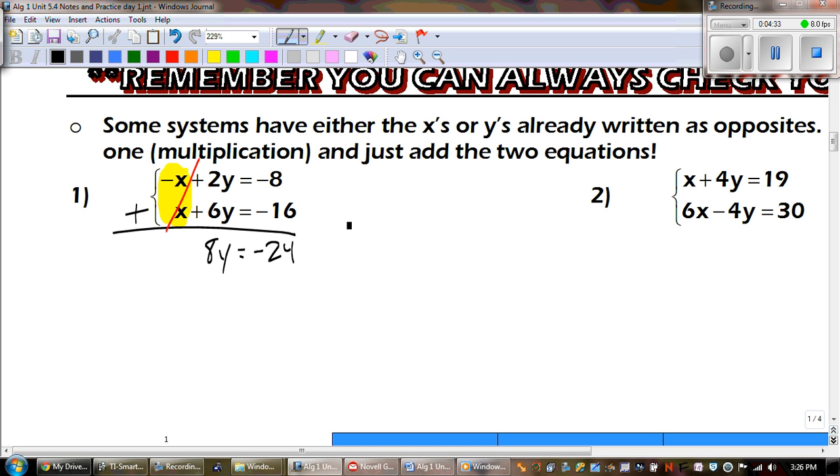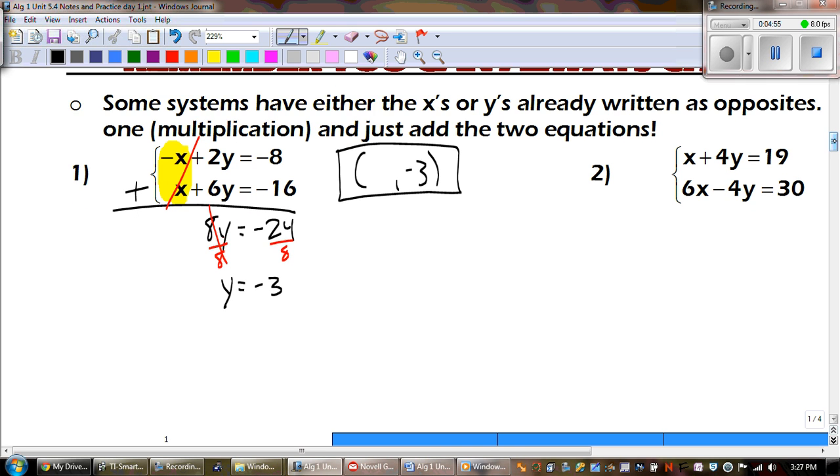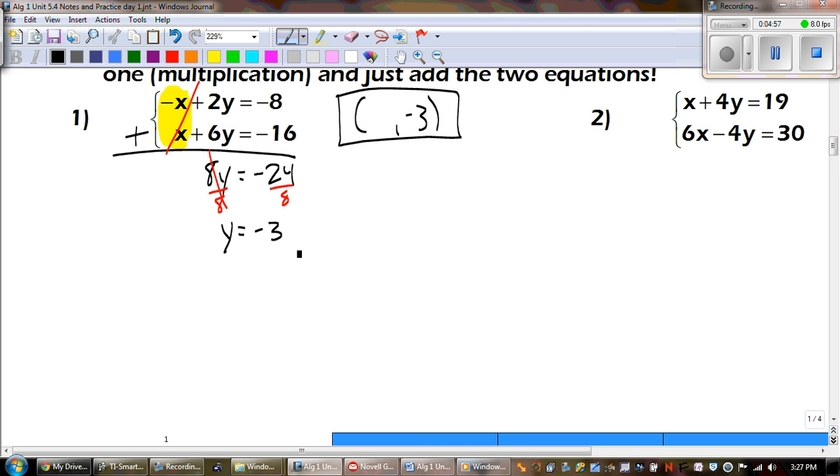Now, is the y all by itself? Nope. So to get the y all by itself, we divide by 8, and we get that y equals negative 3. So am I done? Well, no, because we're looking for an ordered pair, and all I know is negative 3. So you can choose any of those original equations. I'd pick whichever one looks easier. So I'm going to do the one with the positive x.